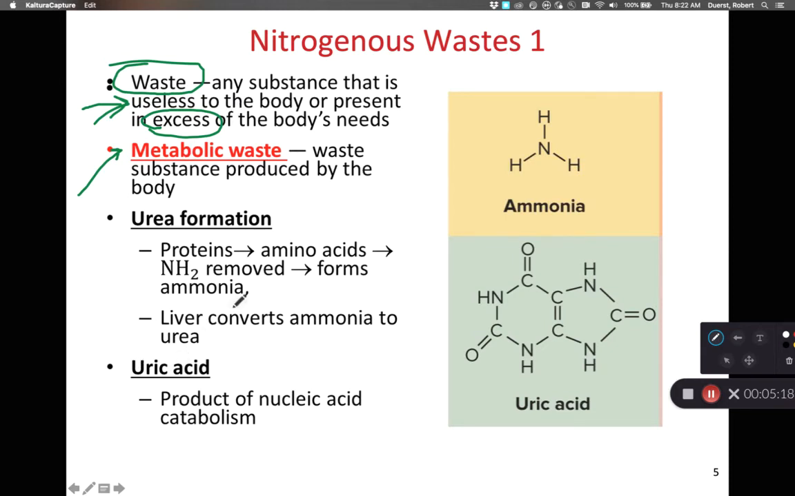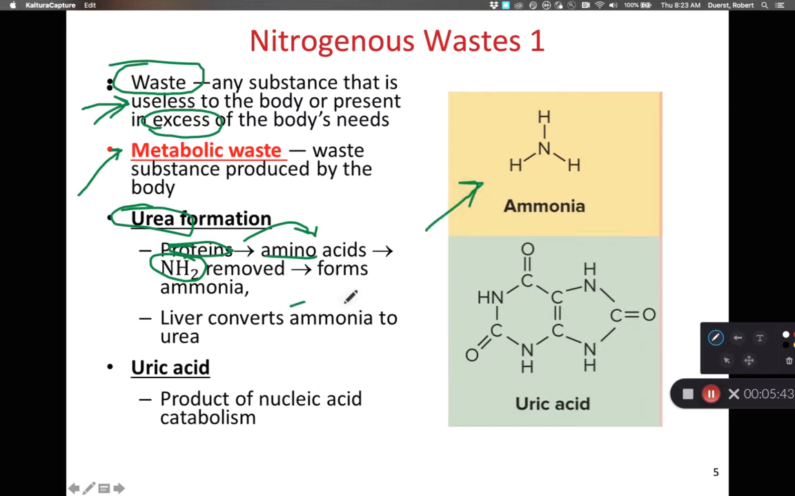The nitrogenous waste are going to be a lot of our metabolic waste. So urea is a common one, and we can get urea from our proteins. So as we take a protein and digest it, we break it down into amino acid monomers, and then those amino acid monomers will have the amino functional group removed, and that amino functional group is going to be converted into an ammonia, which is shown right here.